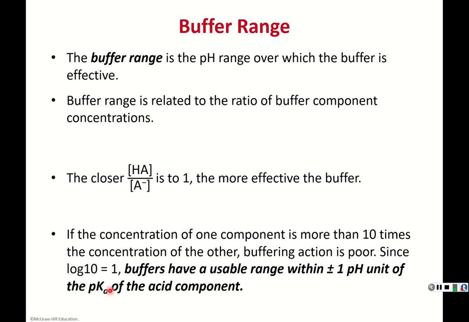So in the Henderson-Hasselbalch equation, you have the pH is equal to the pKa plus log of that ratio, base over acid. If your ratio of base over acid is any bigger than a factor of 10, log would be 1. So that gives you where that range is, plus or minus 1 pH unit from the pKa value.